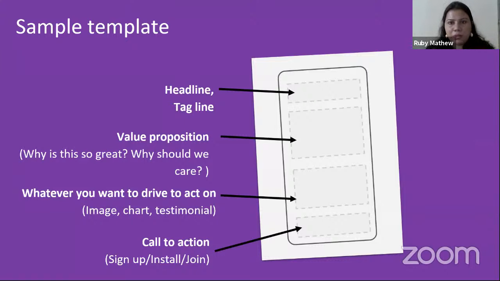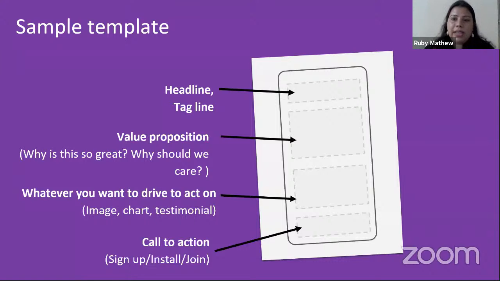You can make it in a Google slide as well, where you can use a rectangle as a shape and then divide it into 3 or 4 categories for a mobile app. You can have your headline and tagline in the beginning in 3 or 4 words. What is that you're trying to achieve or solve? What is the value proposition? Why we should care? Why is this so great? Why is it better than what is already there?